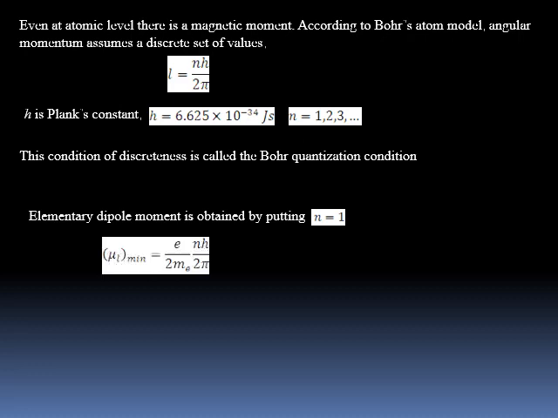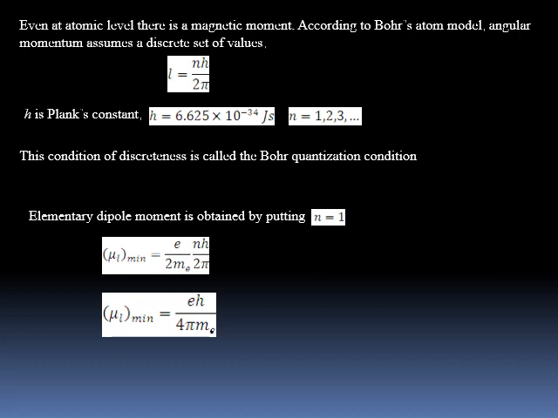What will happen if N is equal to 1? We have to check. For the equation mu L, we have EL divided by 2me. Instead of L, we will be substituting NH by 2 pi, after which we will take the minimum condition where N is equal to 1. If N is equal to 1, our magnetic dipole moment mu L is equal to EH divided by 4 pi me.